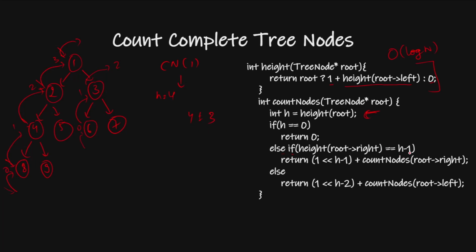This h minus 1 is 3. And height is 3. So 2 is not equal to 3, so this is not the case. If this is not the case, what does it mean? That my last node is in the left subtree.